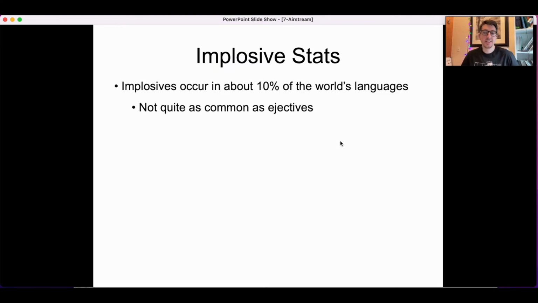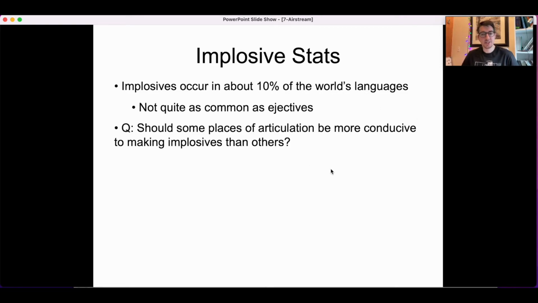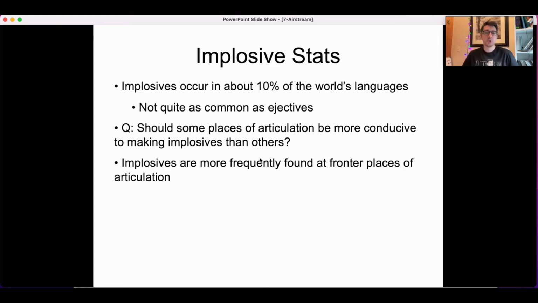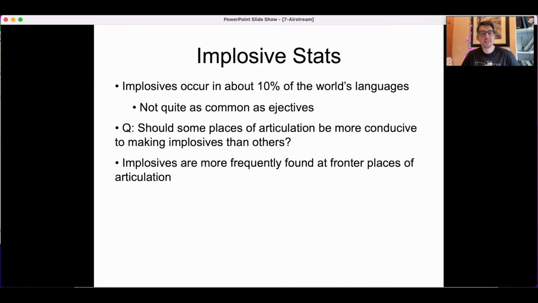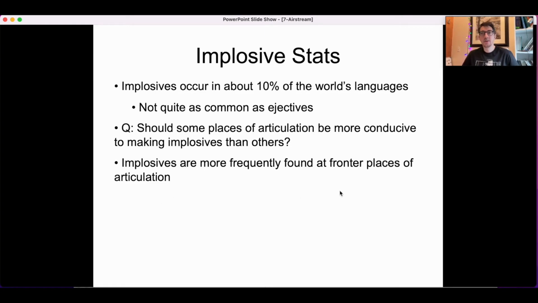Implosives occur in about 10% of the world's languages, so they're even rarer than ejectives. Not quite as common as ejectives, as I said. So should some places of articulation be more conducive to making implosives than others? Well, you can think about this: where it's easier for you to make an implosive.